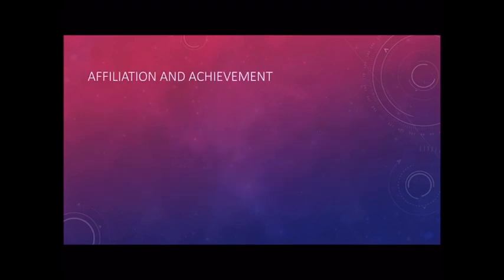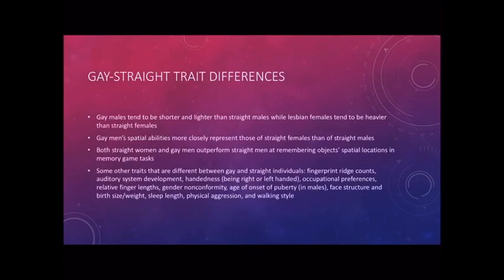Gay-straight trait differences. Gay males tend to be shorter and lighter than straight males, while lesbian females are heavier than straight females. Gay men's spatial abilities more closely represent those of straight females than of straight males. There's a common theme here of gay men having more female typical brain activity and gay women having more male typical brain activity. Both straight women and gay men outperform straight men at remembering objects, spatial locations, and memory game tasks.